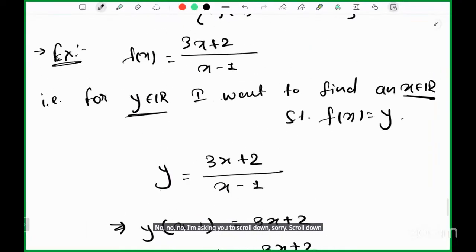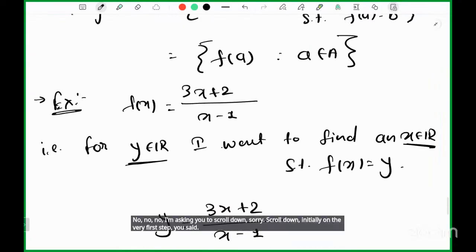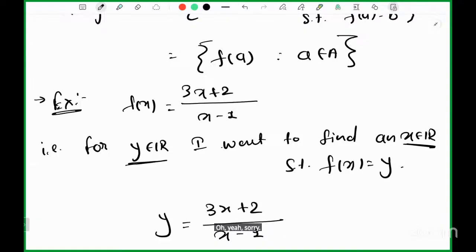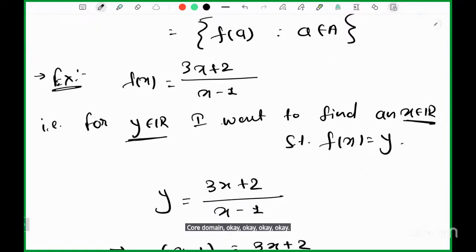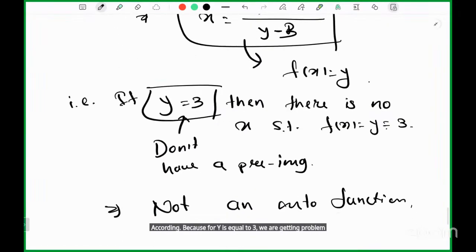Yeah, initially, on the very first step, you said I want to find an x that is an element of the real numbers, no? So if the domain itself, x's domain, was the real numbers minus 3, then this is an onto function, correct? No, see, if you remove 3 from the domain, then we are not getting any x for which f of x becomes 3. There is no need to remove points from the domain. If you want to make this an onto function, we want the codomain to be equal to the range, so we have to remove 3 from the codomain. Codomain, okay. Because for y equal to 3 we are getting the problem, not for x equal to 3.